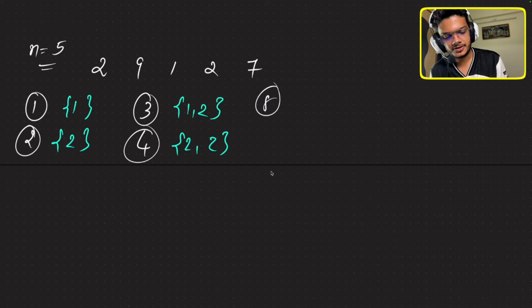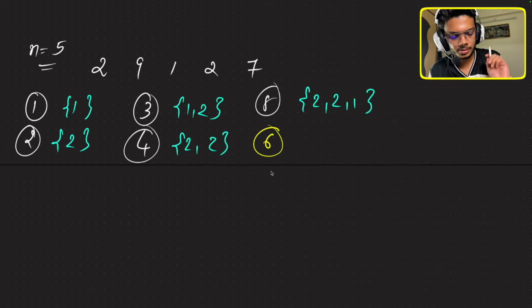Can I create sum 5? Indeed we can. 2, 2, 1. So the subset here is 2, 2, 1. The question is, can I create 6? If you see here, you won't be able to create 6.